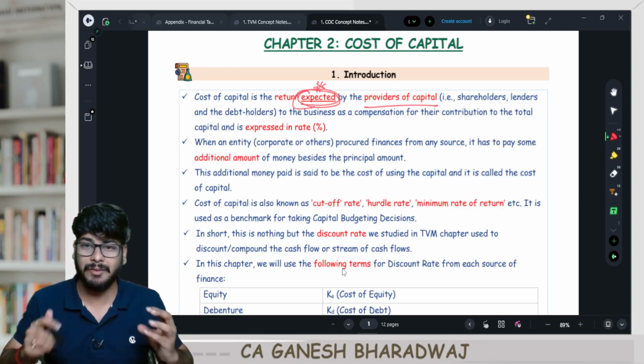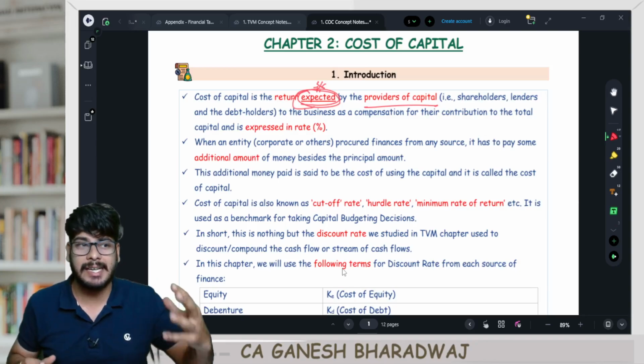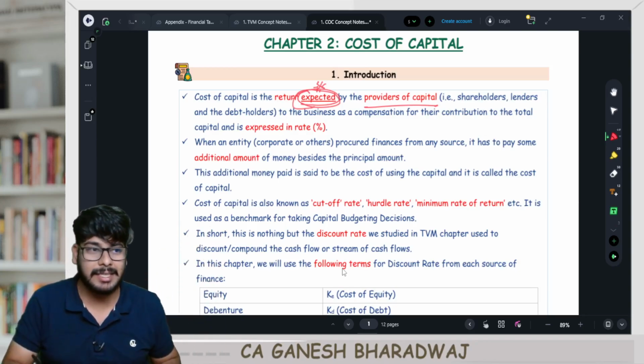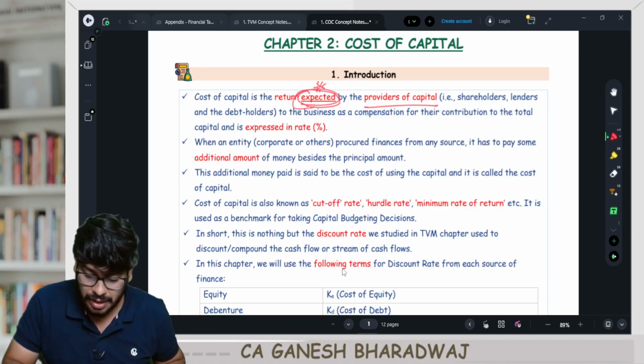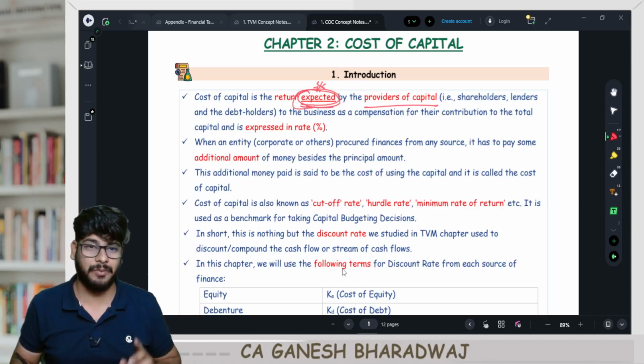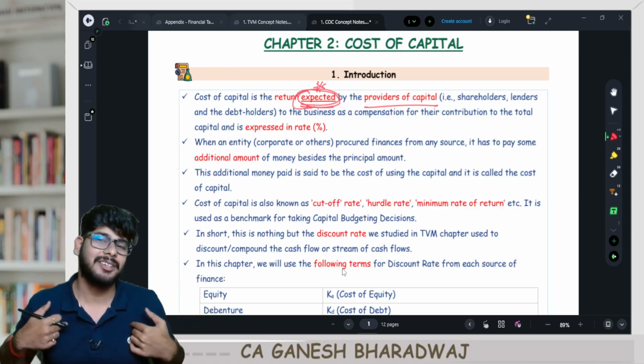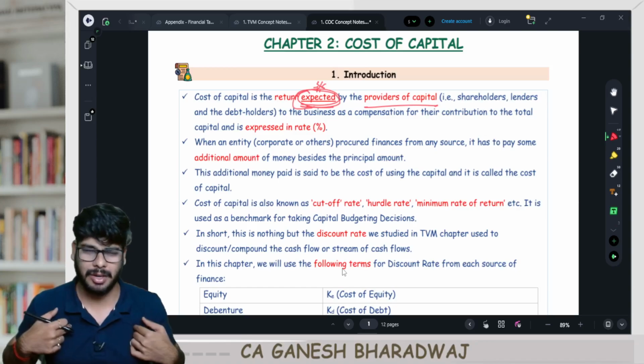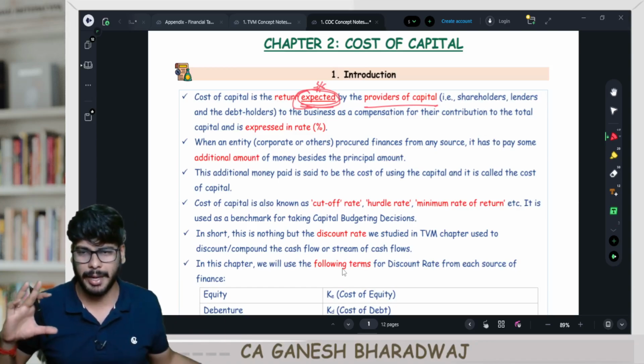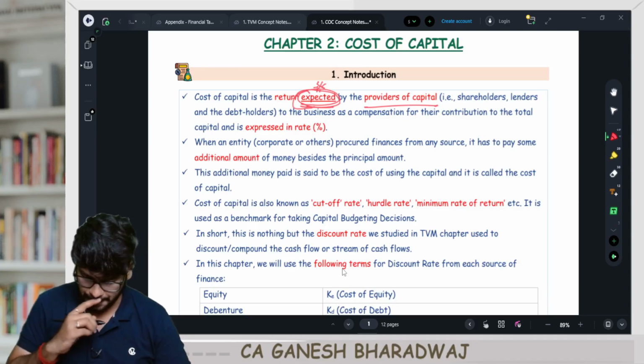So we don't deal with the actual figures. We generally deal with the expected figures. And that is the reason why they have used the word return expected by the providers of finance. And remember, return from the perspective of the investor is cost from the viewpoint of the company. This is a general rule subject to a few exceptions. Clear with this, guys?